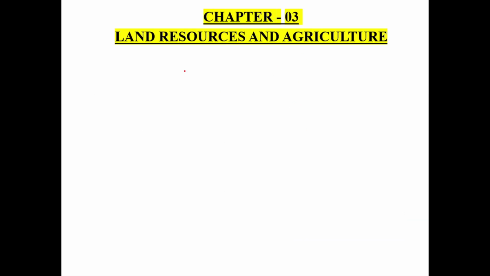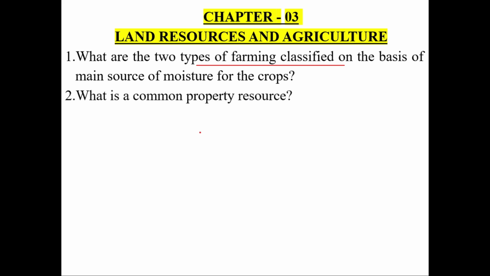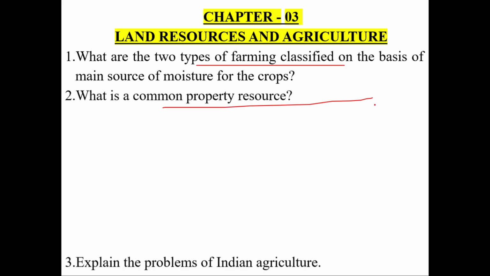Then chapter 3, land resource and agriculture. From this chapter a 5 marks question may come, but definitely a 3 marks question will come. 3 marks or either 5 marks will come from this chapter. This is a very important chapter. So the first one is the farming types. You know that Kharif, Rabi and Zaid are there. Then the second question is the common property division, a very simple question.